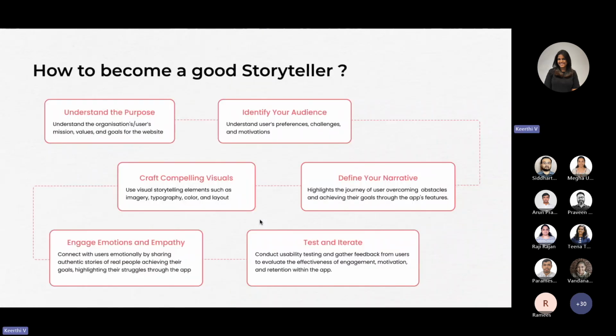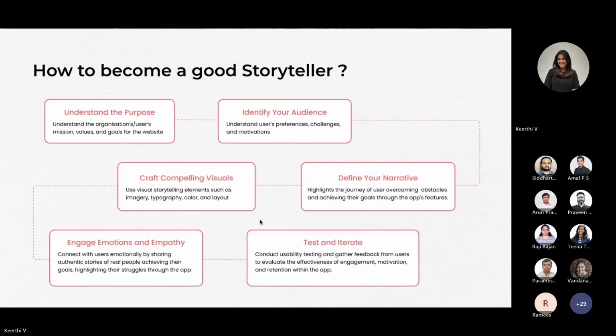So we came to know what a story is, why we need a story, how we can tell the story, and in what ways in design fields we try to tell the story, right? But through all this, we need to understand how we can become a good storyteller. What are the key points that, if we keep them in mind, we can become a good storyteller and produce a good story for the audience?